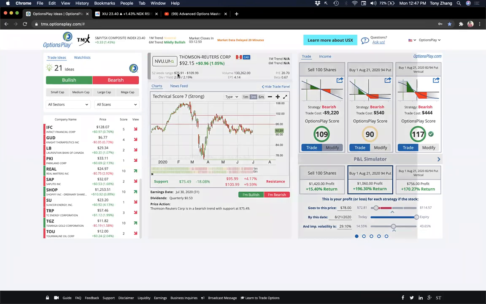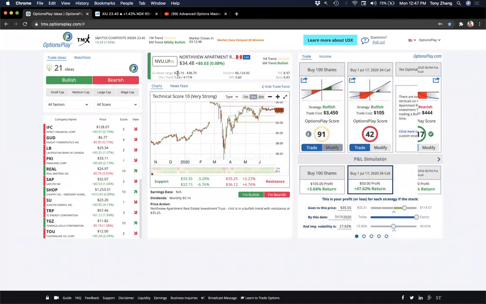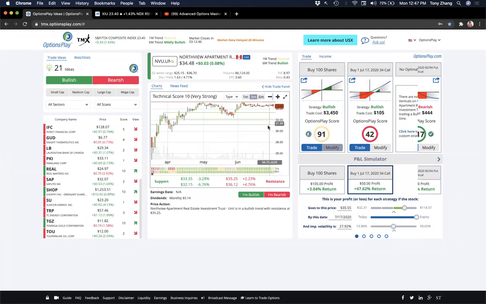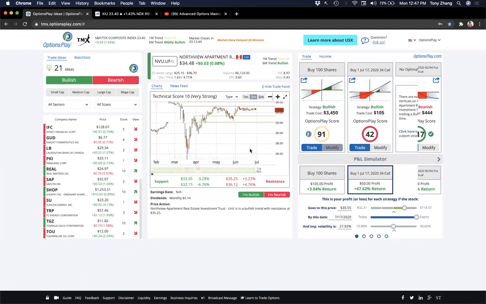NVU, which is Northview Apartments. I don't know much about this particular stock, but the way the stock is trading, it almost seems like the stock has been acquired. I don't know anything about this particular stock, but you have this pretty big triangle that's now being formed, and it's about to reach that equilibrium.